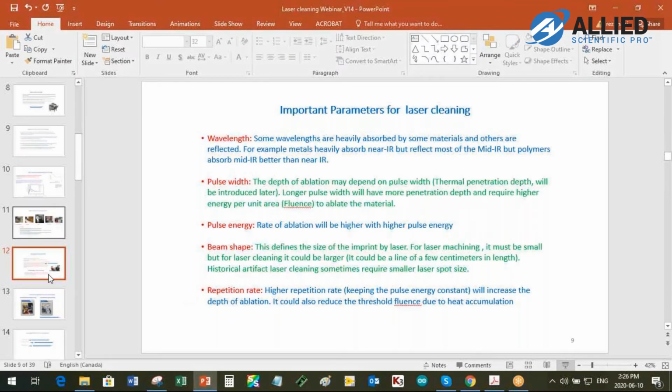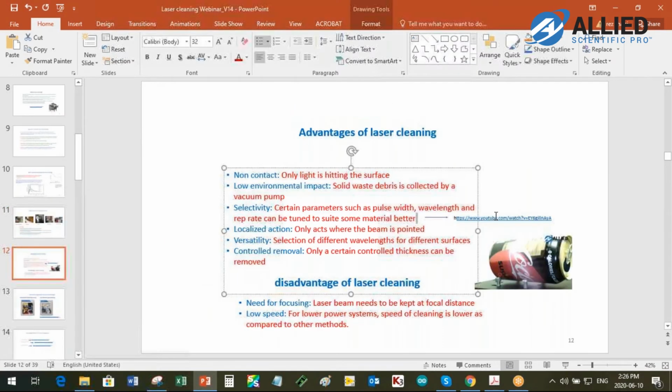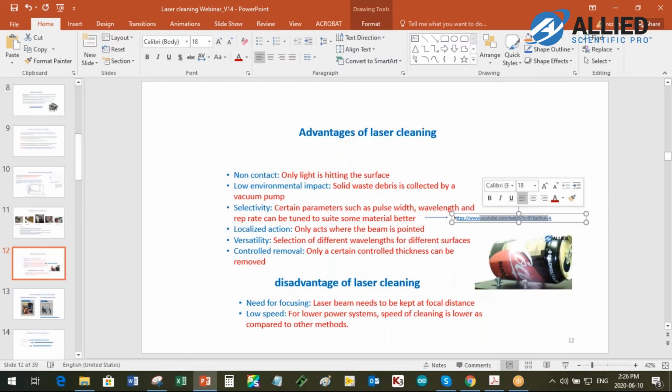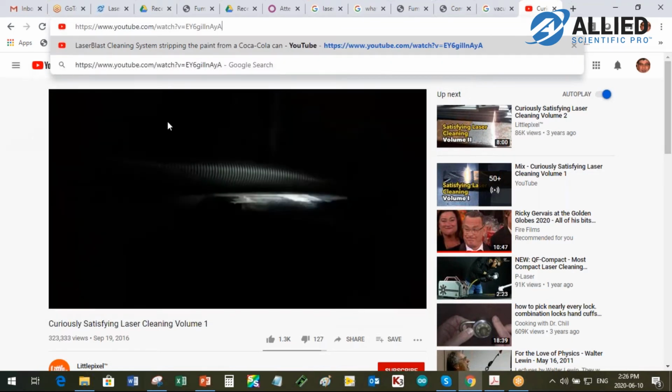Let's take a look at this Coke Zero video. And that shows the selectivity of the laser cleaner. Just 1 second. This video does not have sound, so you will only watch it.